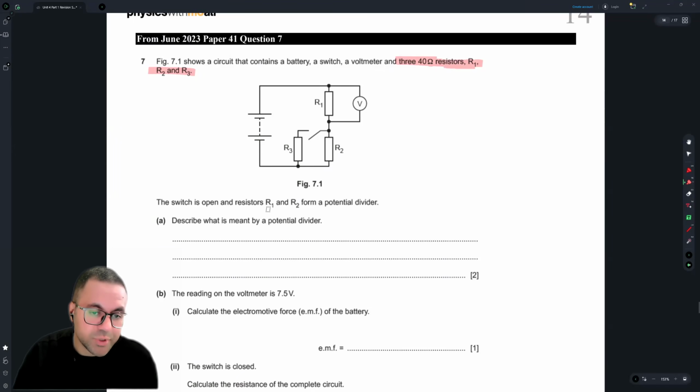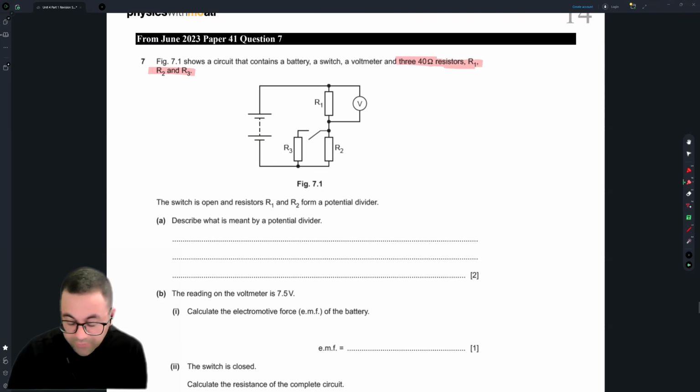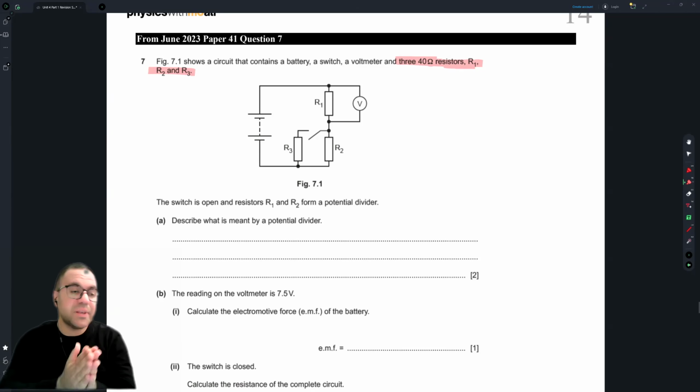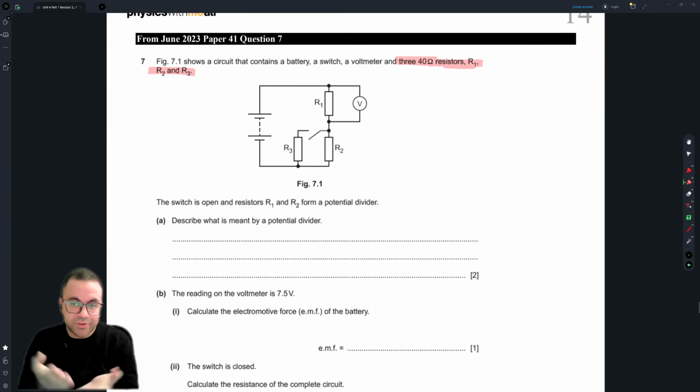Describe, the switch is opened and R1, R2 form a potential divider. Explain what is meant by the term potential divider. So what is a potential divider? Now, the function of a potential divider is to do what? Is to split the voltage or divide the voltage between two resistors, right?